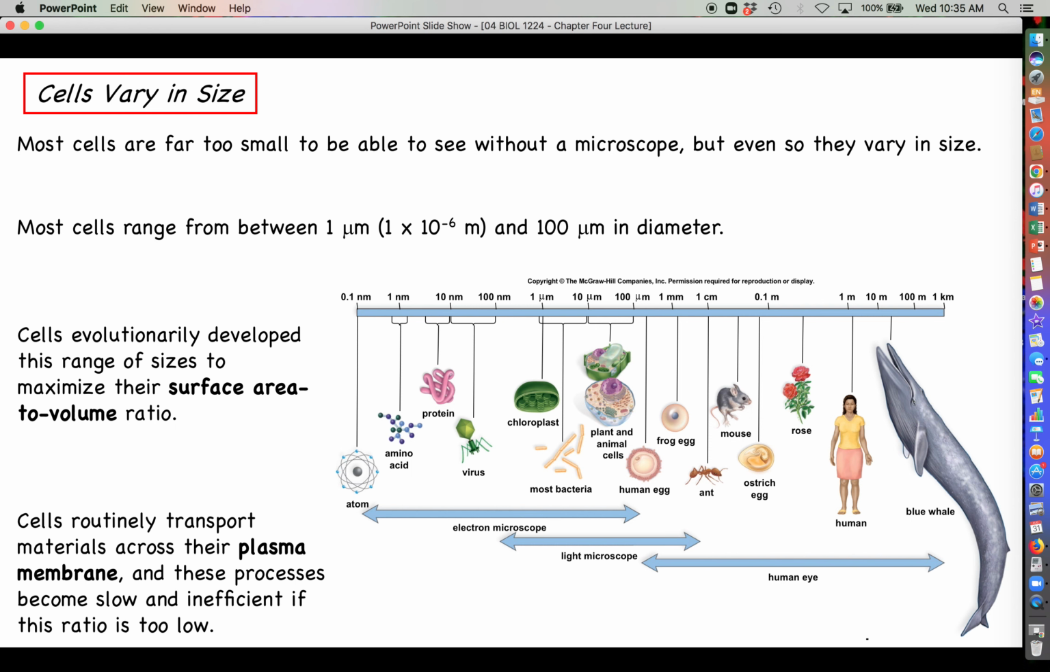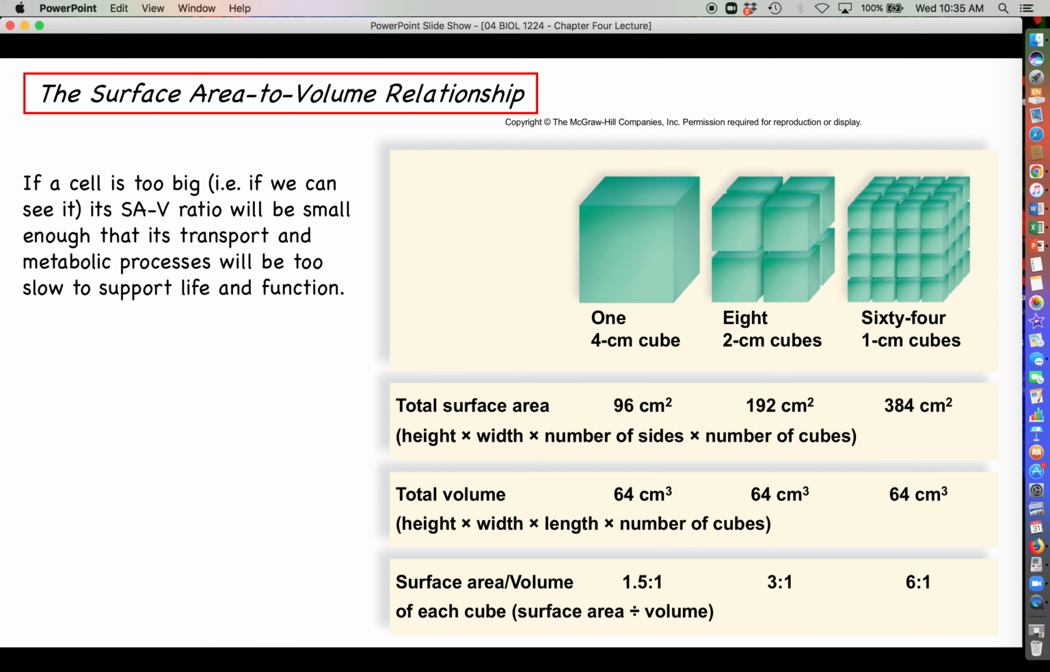The reason why that is important, as we shall see with a demonstration on the next slide, is that cells routinely have to transport molecules and other materials across their plasma membrane. These transport processes become extremely slow and inefficient if that ratio is too low, which is generally what happens as cells get bigger and bigger. So there's clearly a reason why cells have to be as small as they actually are.